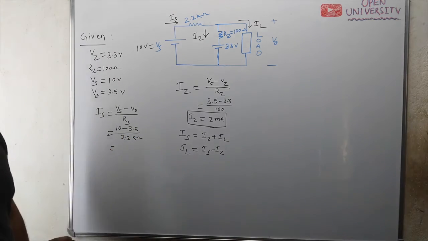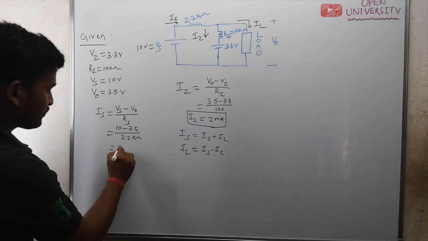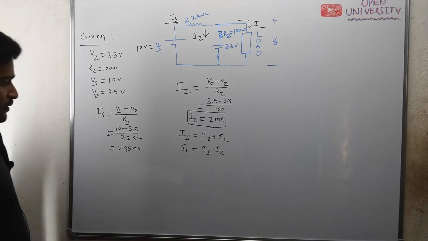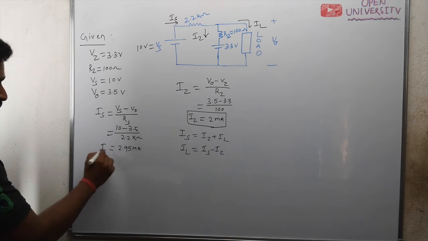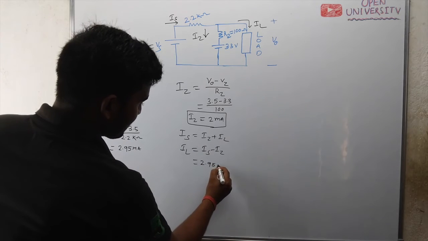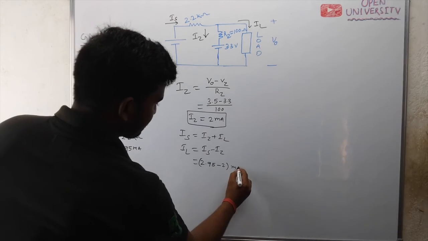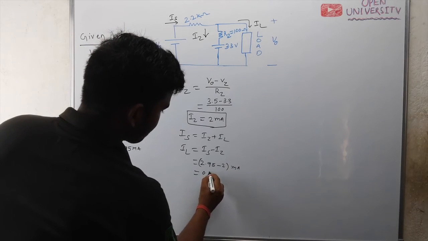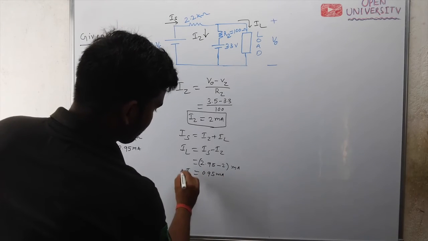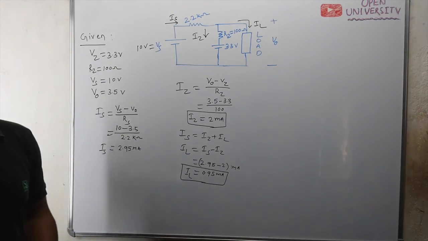So your Is will be 2.95 milliampere. Is value is 2.95 milliampere. If you substitute here, it will be 2.95 milliampere minus Iz, which is 2 milliampere. Okay, then it will be 0.95 milliampere. So this is the value of load current. IL will be 0.95 milliampere.